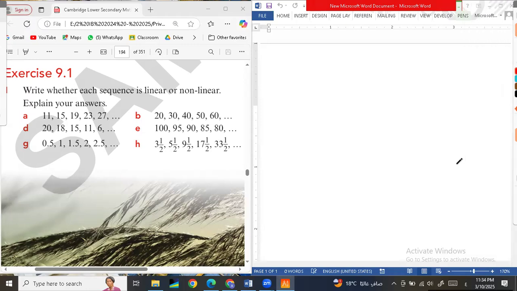In today's video, we're going to have a look at sequences, which is actually lesson 9.1, generating sequences. As you see over here in this section, they're requesting from you to determine whether this sequence is linear or nonlinear. What is the difference between linear and nonlinear?